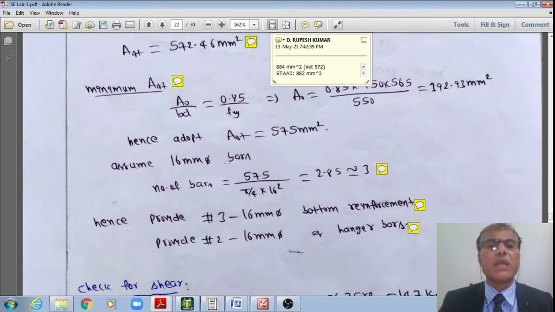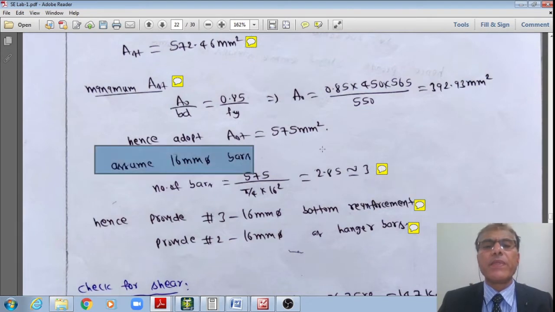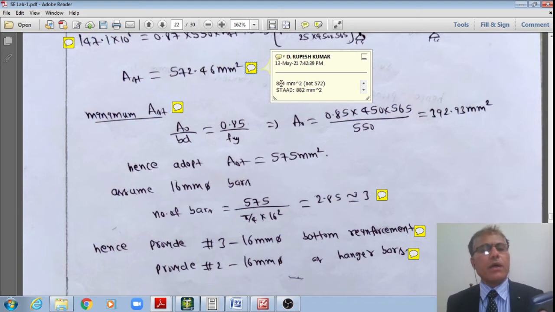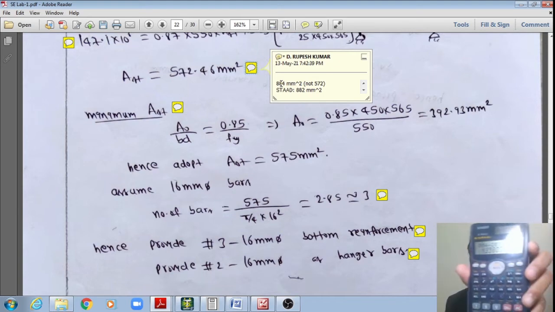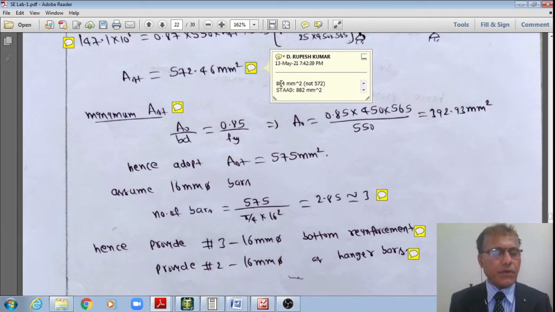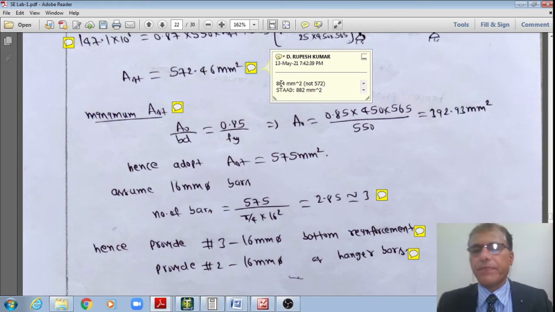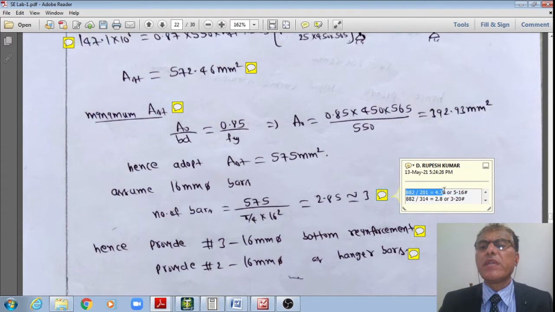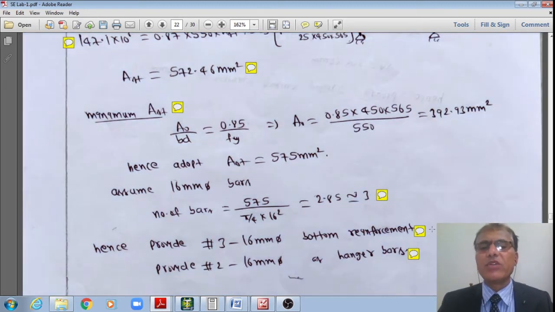Now let me propose how many rods are required, assuming either 16 mm dia bars, area 201. This 884 divided by 201, I require approximately 4.4 rods. Or alternatively, if I use 20 mm dia bars, I require just 2.81. Either of the two is fine, because we have assumed 20 mm dia bars. So either using 16 mm dia bars, you require 4.39, or the next integer, 5 bars of 16 mm dia, or using 20 mm dia bars, you require 2.8, but the next integer is 3. Therefore, use 3 bars of 20 mm dia as the tension steel.